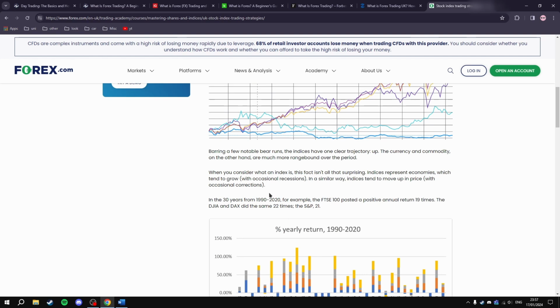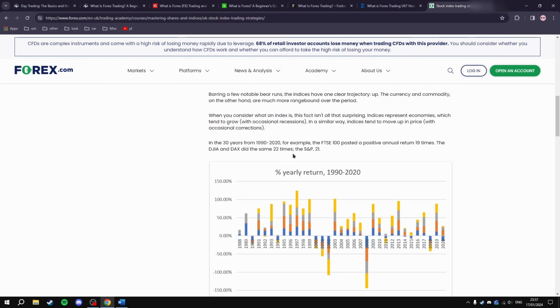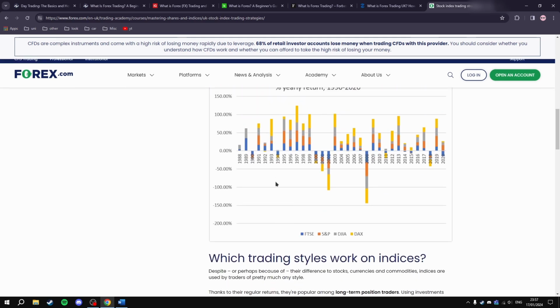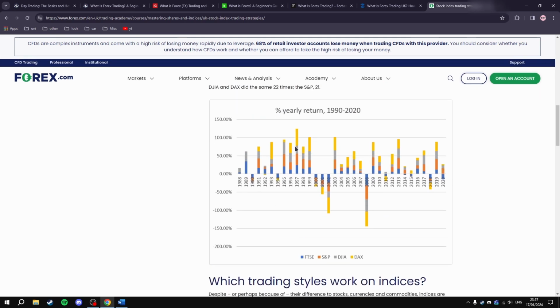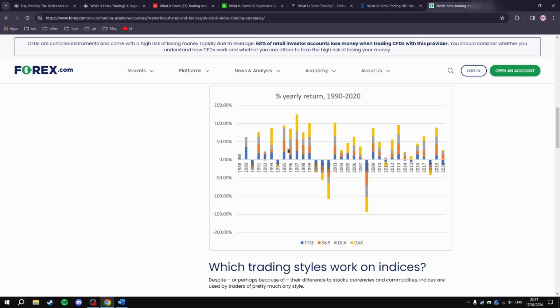In the 30 years from 1990 to 2020, for example, the FTSE 100 posted a positive annual return 19 times. The DJIA and DAX did the same 22 times, the S&P 21. 100%. Jesus, that's a big year, that is.